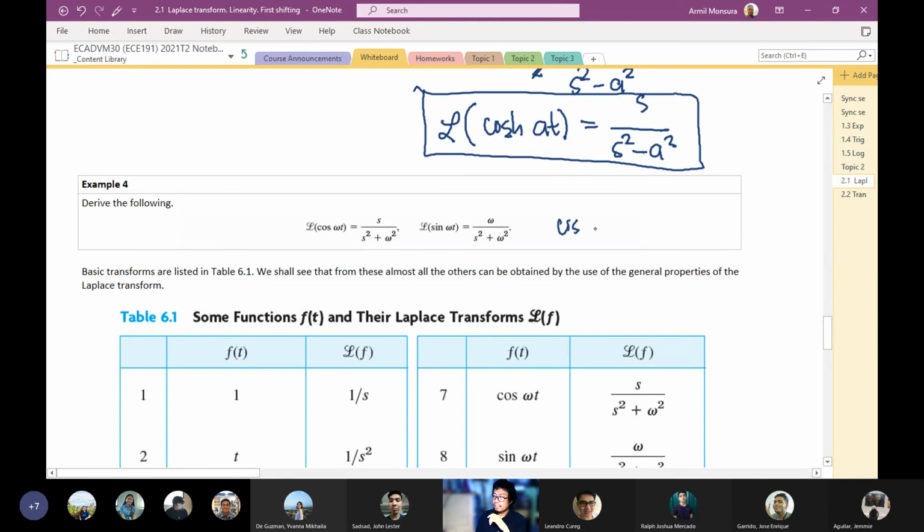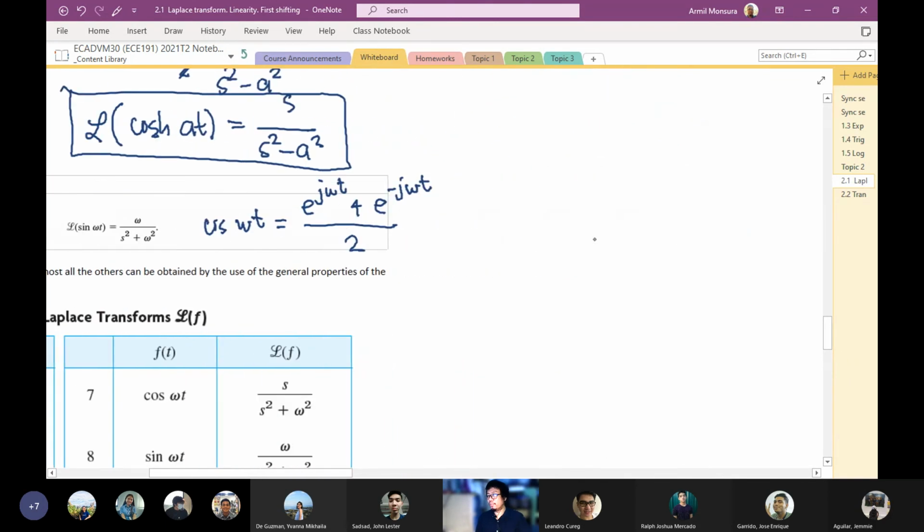But take note that for cosine, there is a way that you can use the complex form of cosine here, which can be written as e raised to j omega t plus e raised to negative j omega t, divided by 2. So, ayan. I-try nyo yan using linearity. And then, similarly, you can have sine omega t equals e raised to j omega t minus e raised to negative j omega t over j2.